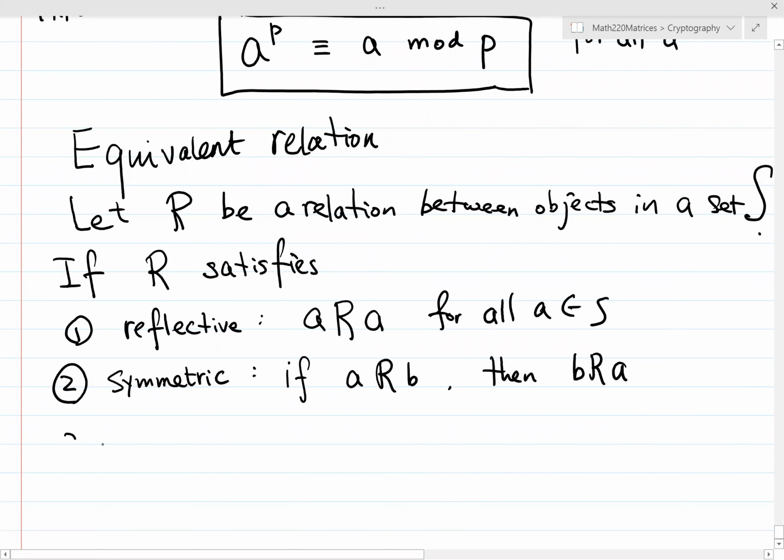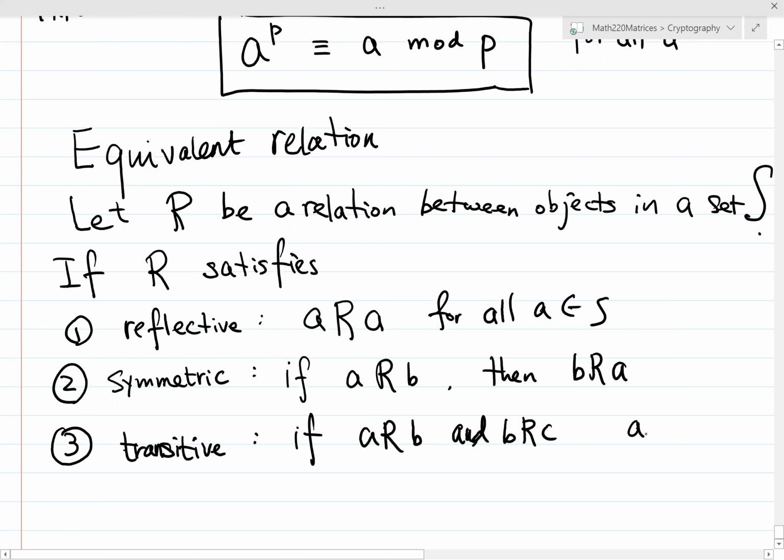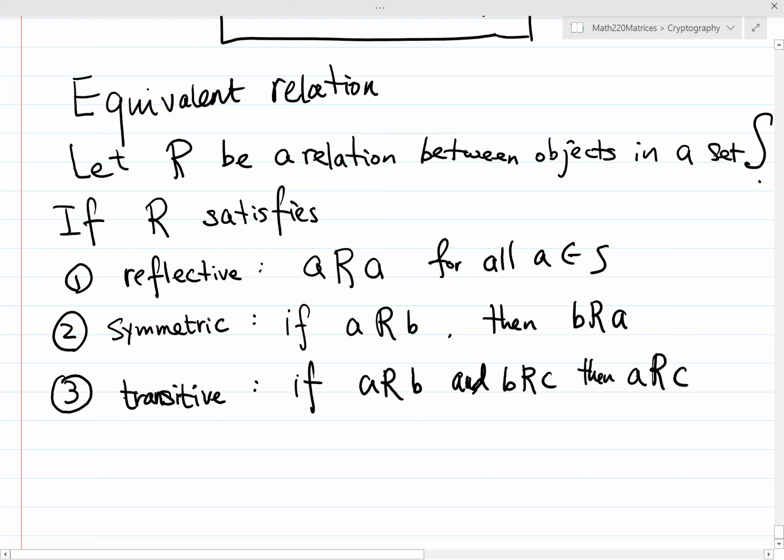Third, transitive, i.e. if A R B satisfies the relation R and B R C, then A C also satisfies it, then A R C. AC satisfies the relation R. Then we call R an equivalent relation. Then R is an equivalent relation.